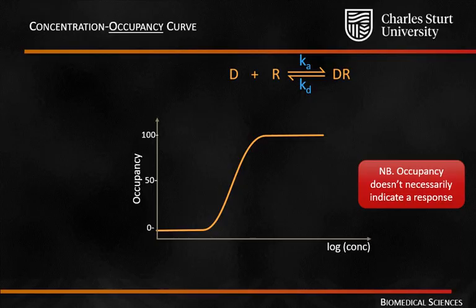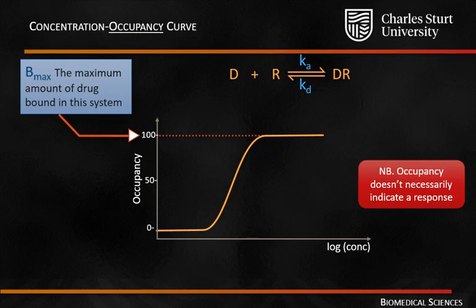So here we've got, as we increase the concentration, we get to a point where we're getting drug occupying the receptor up to the point when all the receptors are bound to drug. So we've reached 100% occupancy. Now, there are a number of points on this curve that are of interest. The first point is a saturation point. So this is the Bmax, or the binding maximum. So this is the maximum amount of drug bound in this system. You can't get any more bound to that particular receptor because all the binding sites are full.